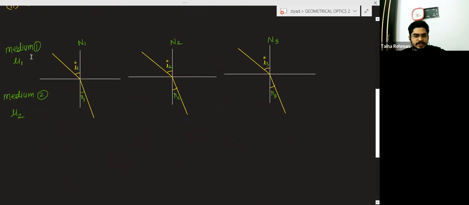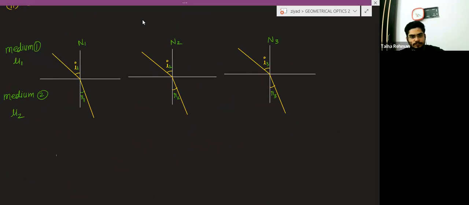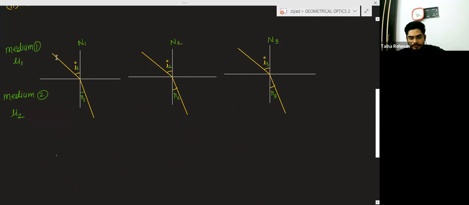Suppose this is medium 1 and this is medium 2, with refractive index mu1 and refractive index mu2. The first time, this is the incident ray and this is the normal. The angle of incidence is I1. Suppose light is going from one medium to another. The first time, the angle of incidence is I1 and the angle of refraction is R1. Clear?